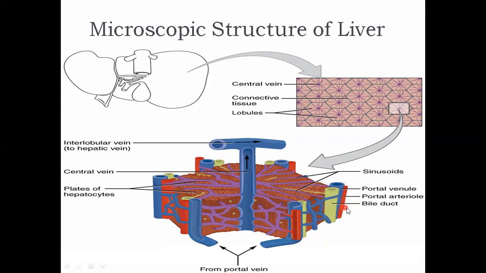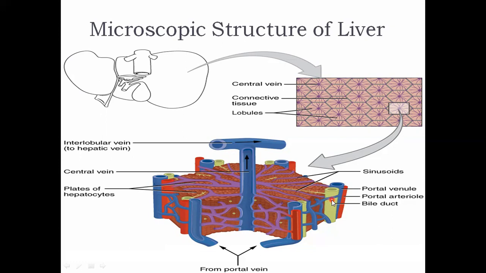These three things contribute to the portal triad, and these are present at each corner of the hexagon. This present over here in the center is called the central vein. So what is this hepatic lobule made of? This hepatic lobule is made of radiating hepatocytes from the central vein to the corners.